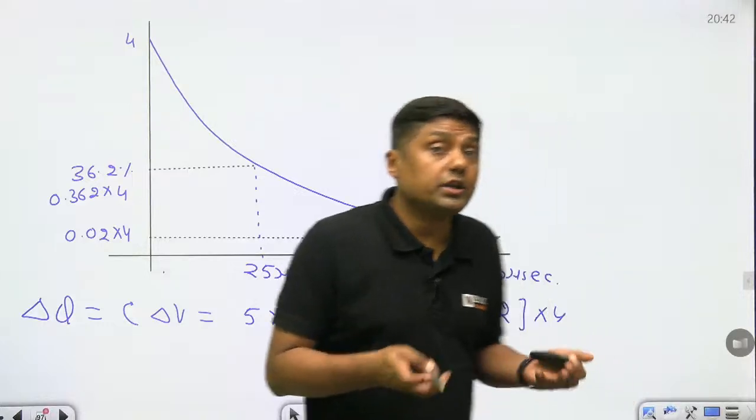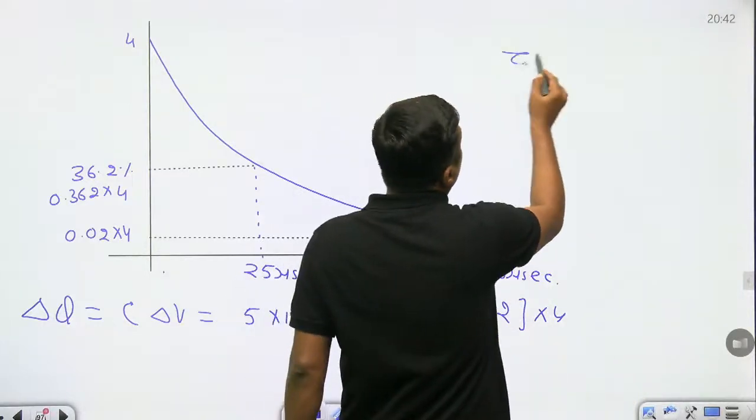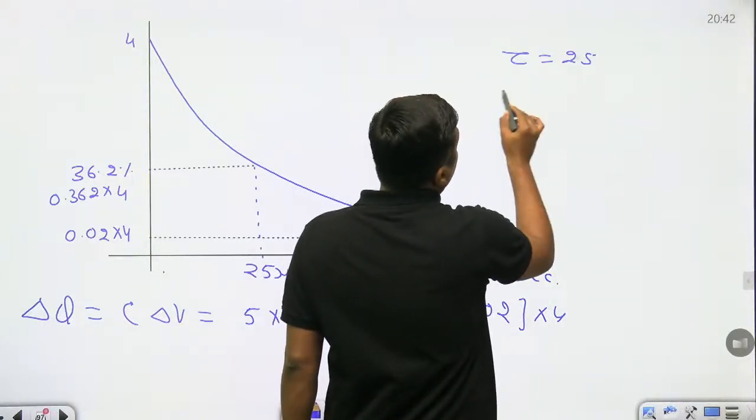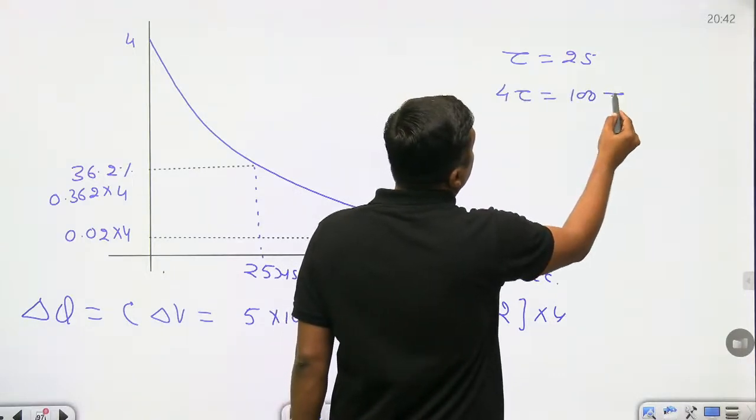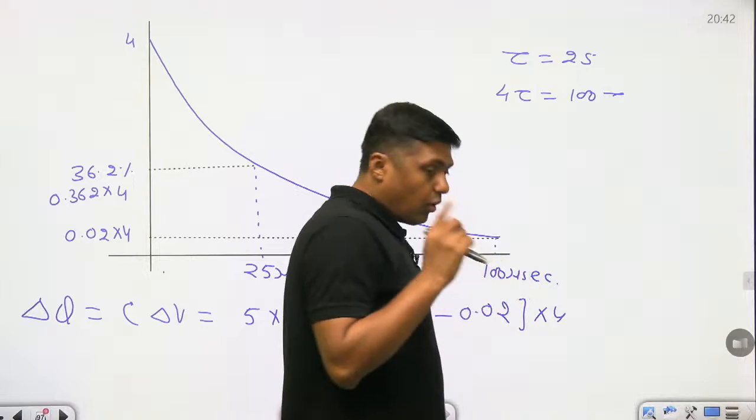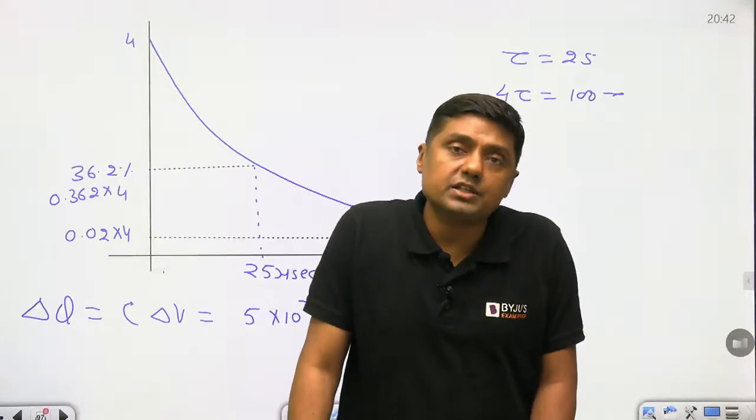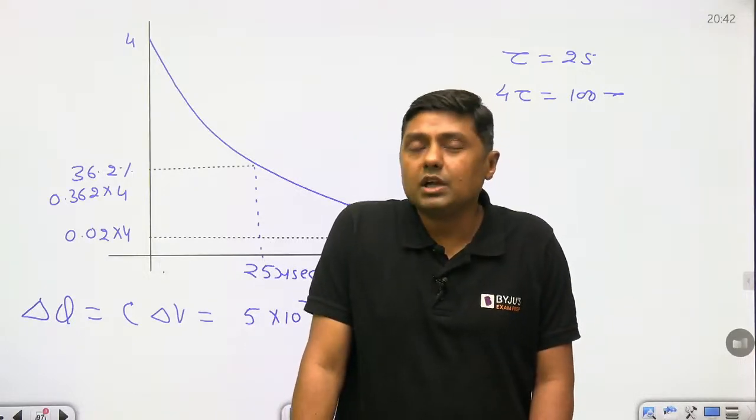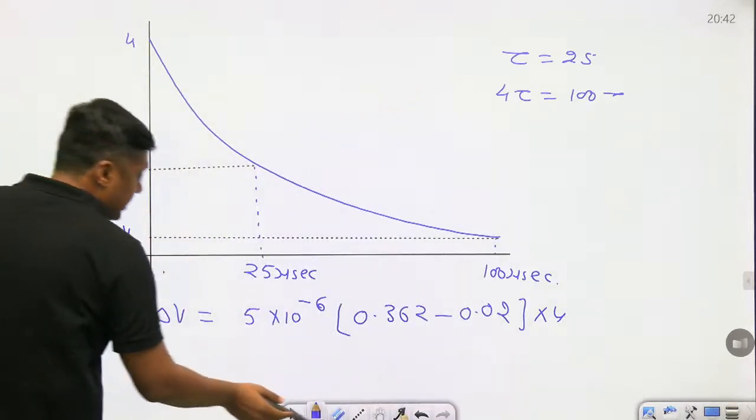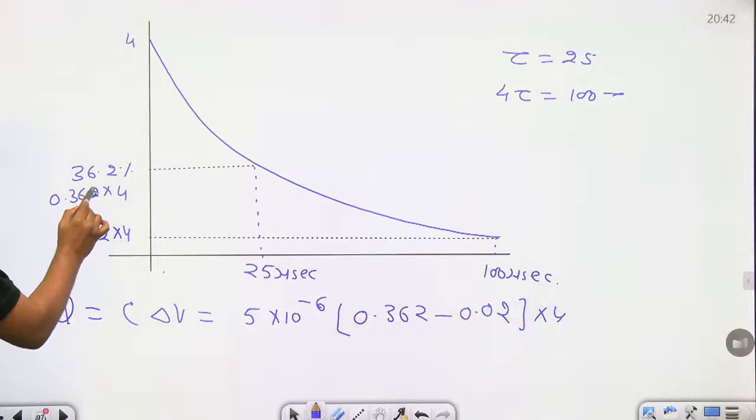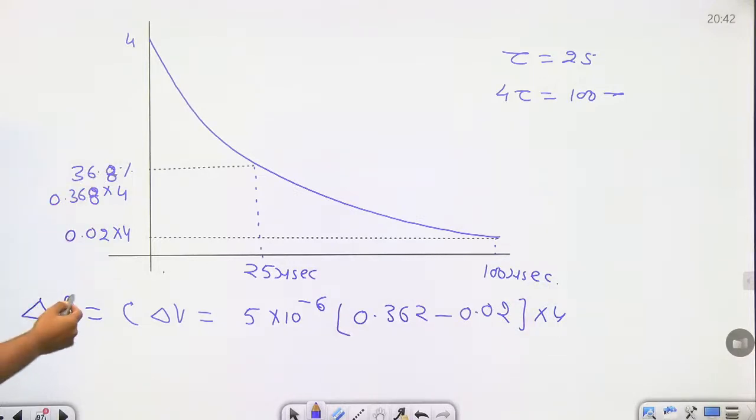But what is the 25? 25 is tau. And what is the 100? 100 is 4 tau. Right. Means in one time constant it will reduce by 36% or 37, nearly equal to 36.8. Sorry, this is 368. This is not 362, 368. 0.368. Make it 0.368.